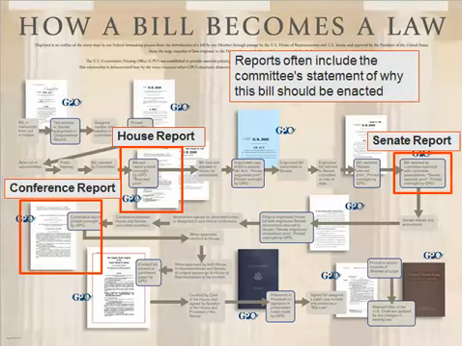Reports can come from one committee, can come from committees from either chamber, as well as from a conference committee with members from both chambers. If there were substantial differences in the versions of the bill that passed, they'll be sent to a conference committee, which will issue a conference report, which is often the most useful part of a legislative history.